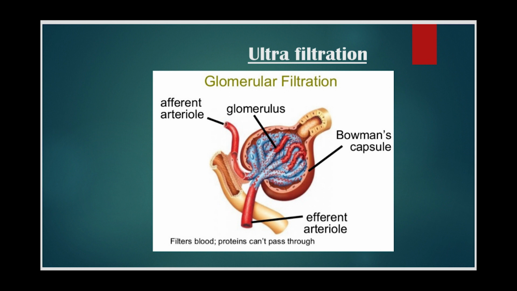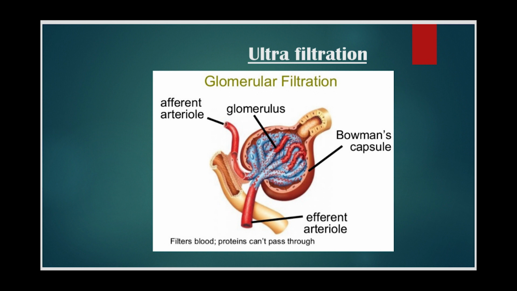Ultrafiltration. Each afferent arteriole enters into each Bowman's capsule where it further divides, forming a dense network of capillaries. It is known as the glomerulus. The blood flowing through the glomerulus has a high blood pressure because the diameter of the afferent arteriole is larger than the diameter of the efferent arteriole. So, blood gets filtered through the wall of the glomerulus and the inner wall of the Bowman's capsule and gets collected into the cavity of the Bowman's capsule. This process is known as ultrafiltration.